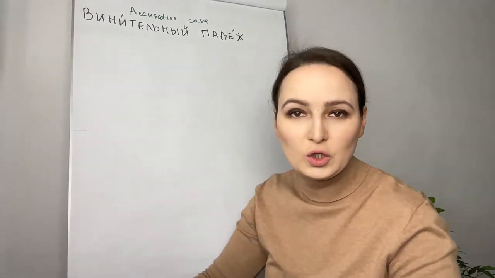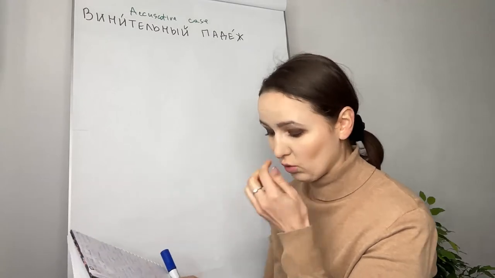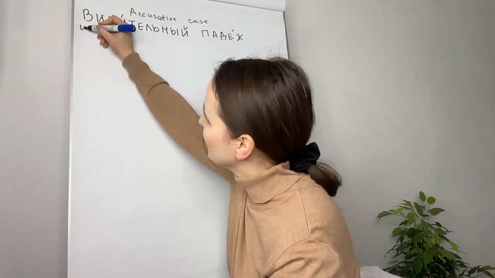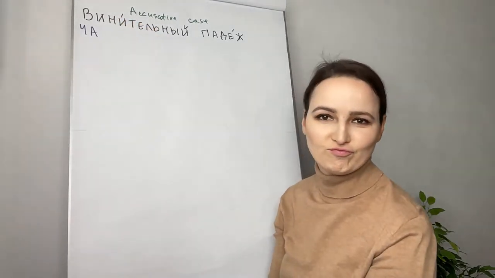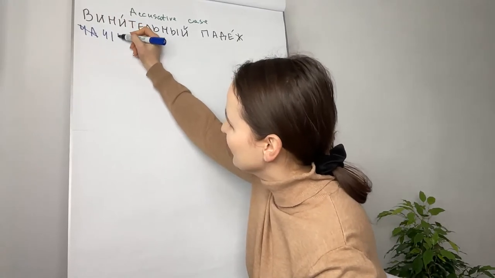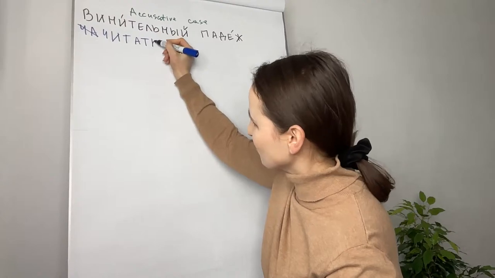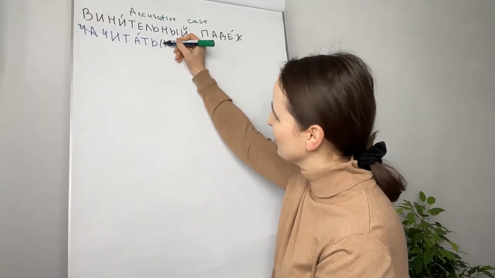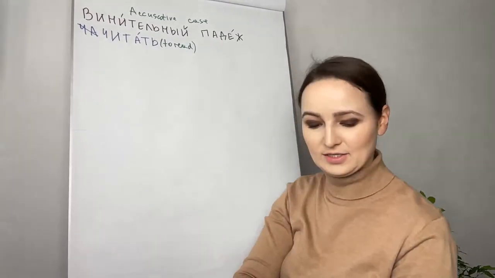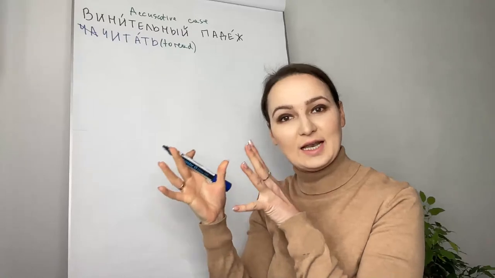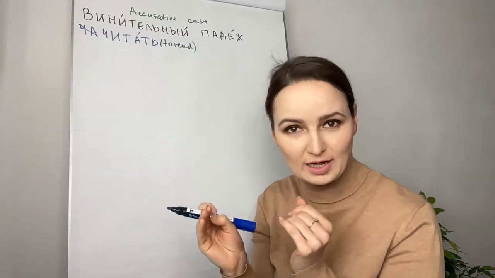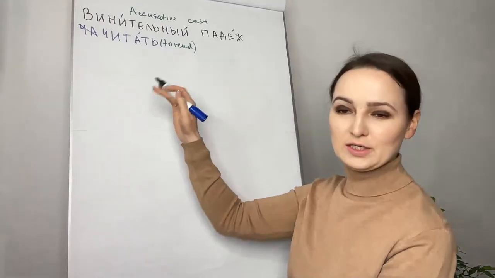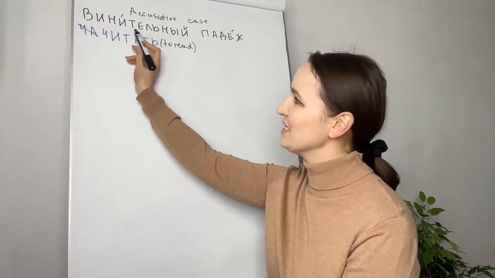The first verb that you will use with accusative case, первый глагол, который вы будете использовать с винительным падежом, is читать. Читать means to read, right? To read. And the noun after the verb читать will be used in accusative case. And let's write some nouns that you can use with this verb.